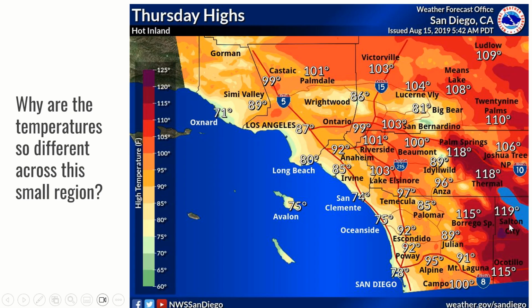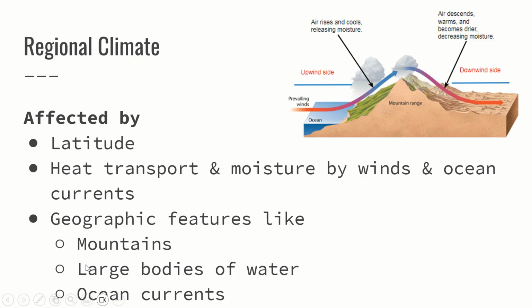So what could cause these extreme differences in a relatively small area? And we say that these are regional climates. So what's going on? These are affected by things like latitude, by heat transport and moisture from winds and the ocean currents. Again, our coldest temperatures in that picture were closer to the ocean, but also geographic features like mountains, large bodies of water, ocean currents.